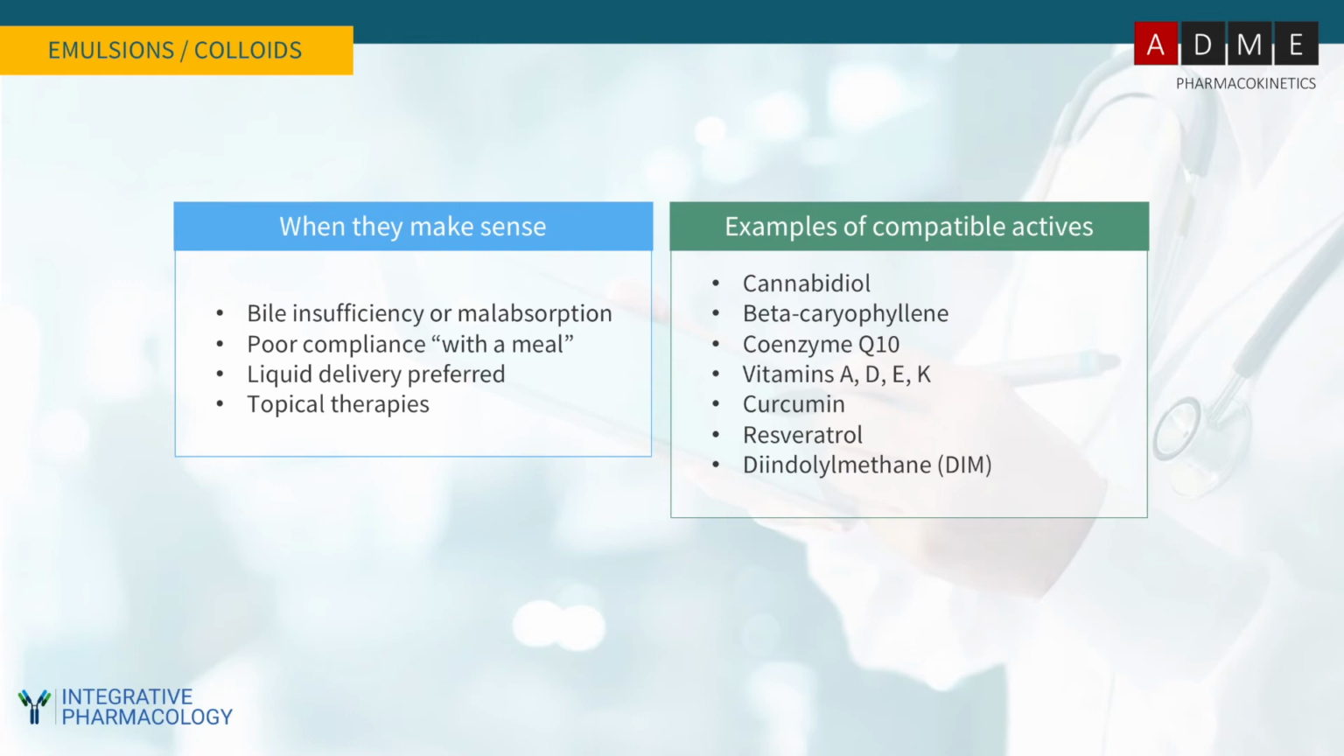Whenever there's a liquid delivery preference, you might be able to find an emulsion. Some of these are available as liquids. And topical therapies typically require some kind of an emulsion or colloid. This is outside the scope of today's talk. So I've listed a number of examples of compatible bioactives in which these systems have been successfully applied. Keep in mind that this is just a partial list.